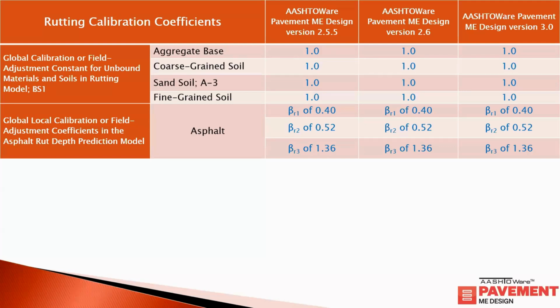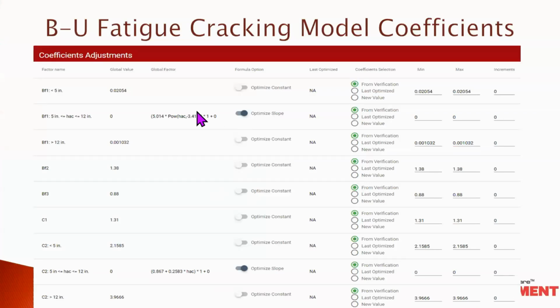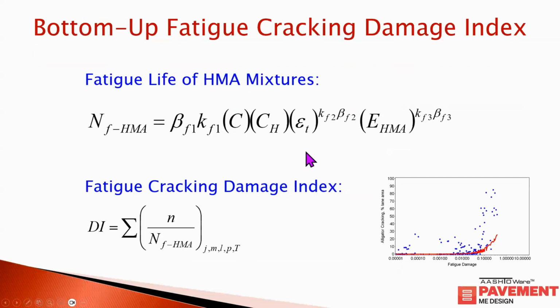Now, as I mentioned before, the major global calibration occurred with 2.55, the last flexible one. So the coefficients have not changed through these 3 versions. They're still the same. For bottom-up fatigue cracking, this again is the list of coefficients within the optimization routine that are available in the CAT.